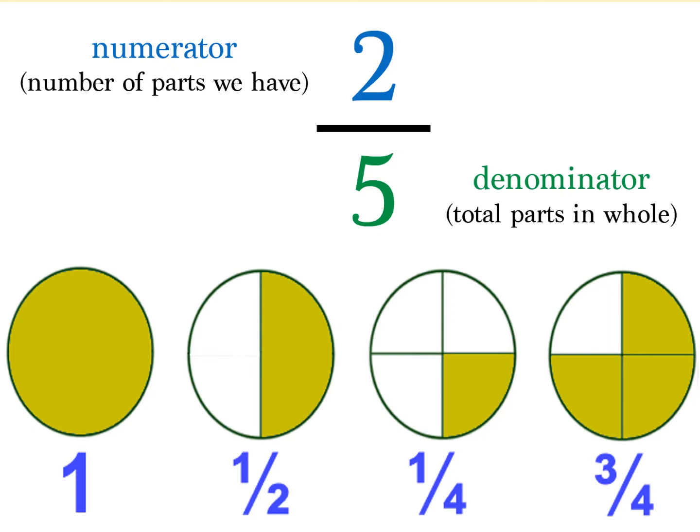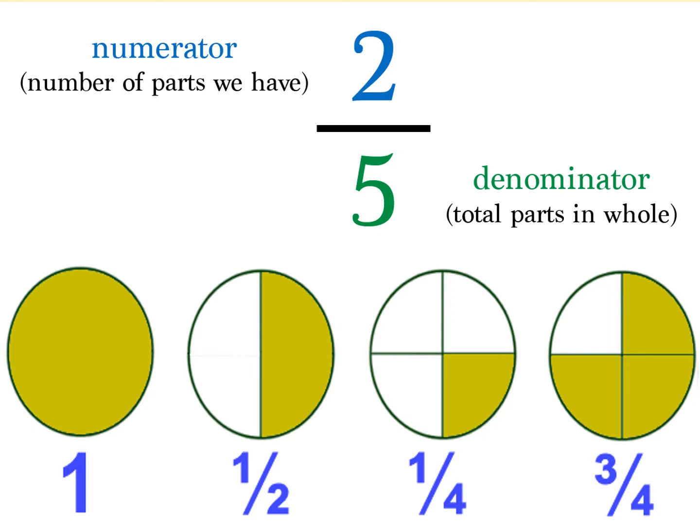Now look at the circles down. The first one shows one whole. It's the whole circle. Now look at the second one. I need the fraction for the colored parts. I've got only one part colored, so the fraction will be 1 over all the parts, 2.